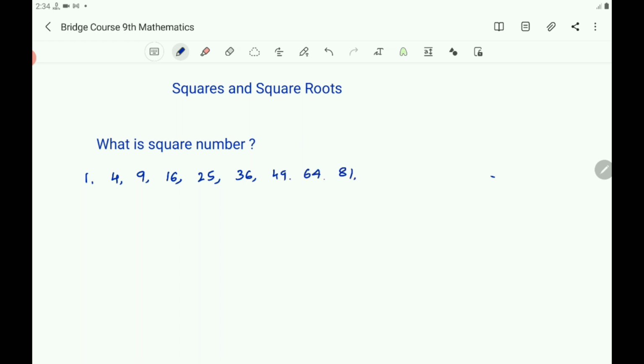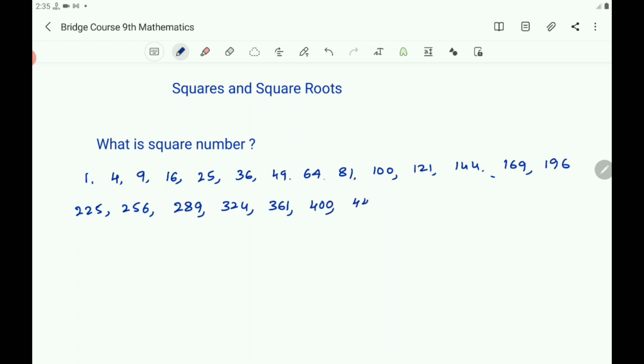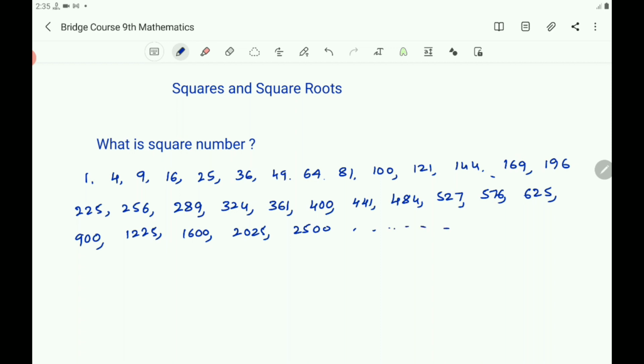64, 81, 100, 121, then 144, 169, 196, 225, 256, 289, 324, 361, 400, 441, 484, 529, 576, 625, 900, 1225, 1600, 2025, 2500, and so on.